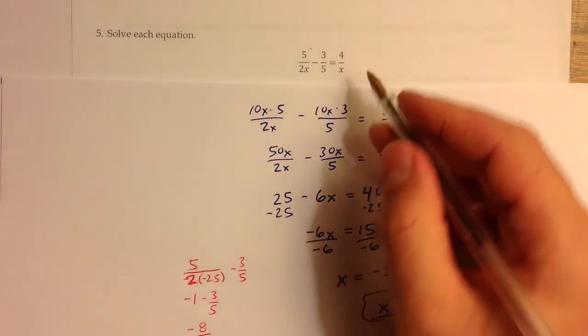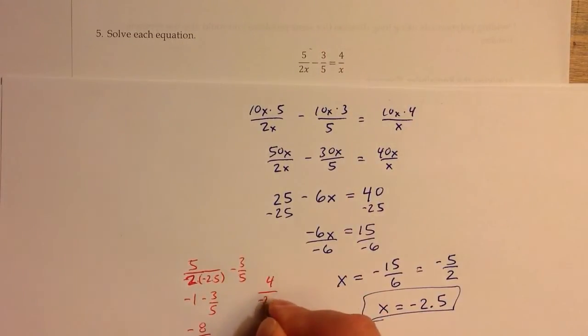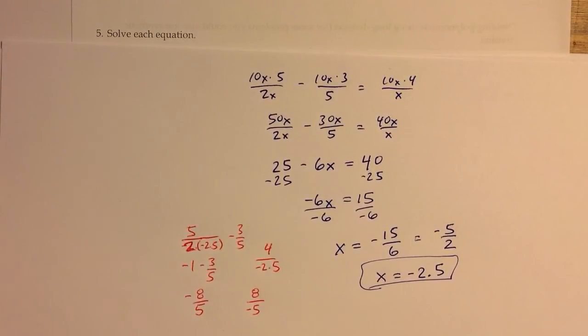On the other side, if I plug in negative 2.5, I get 4 divided by negative 2.5. But that's the same as 8 over negative 5. And so both fractions are equal to negative 8 over 5.